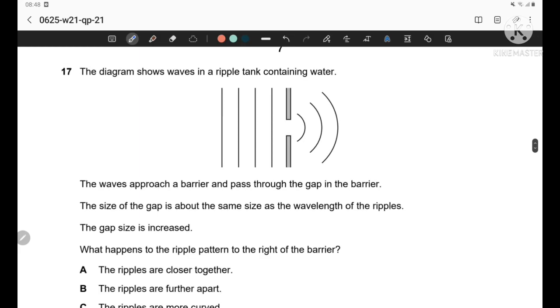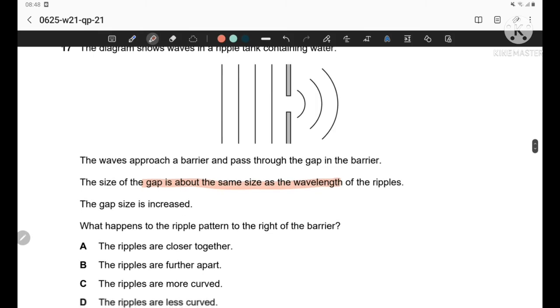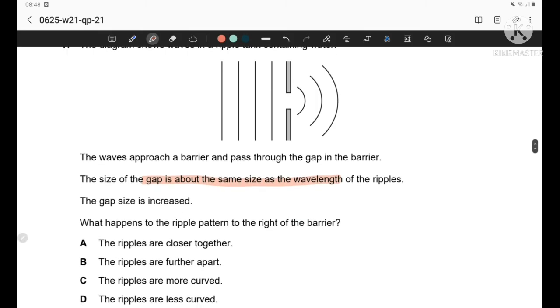Question 17 is from waves. The diagram shows a wave in a ripple tank containing water. The wave approaches a barrier and passes through the gap in the barrier. The size of the gap is about the same as the size of the wavelength of the ripple. The gap size is increased. What happens to the ripple pattern to the right of the barrier?